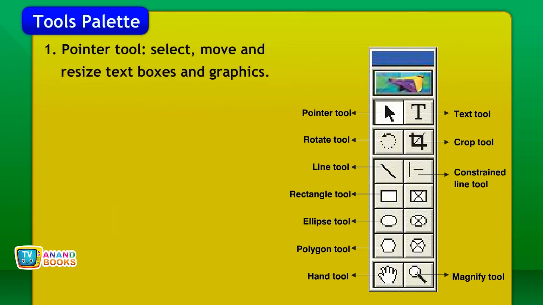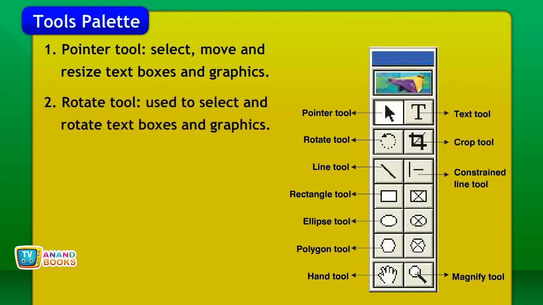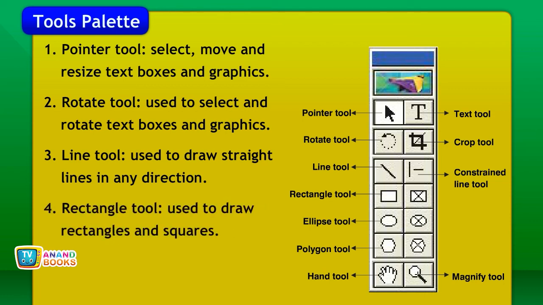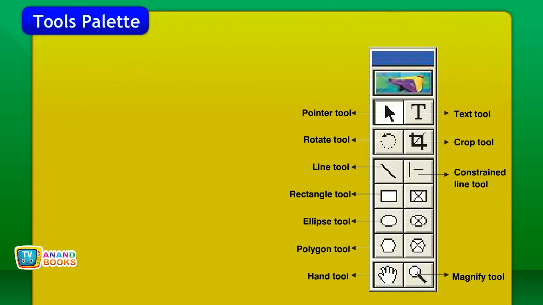1. Pointer tool. Select, move and resize text boxes and graphics. 2. Rotate tool. Used to select and rotate text boxes and graphics. 3. Line tool. Used to draw straight lines in any direction. 4. Rectangle tool. Used to draw rectangles and squares. 5. Ellipse tool. Used to draw ellipses and circles.